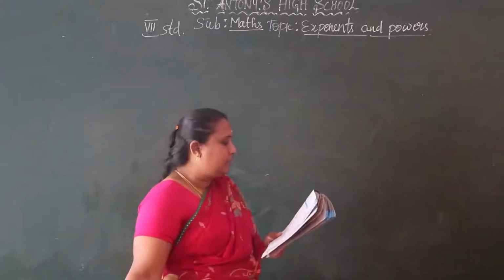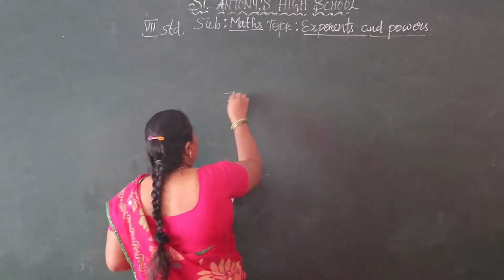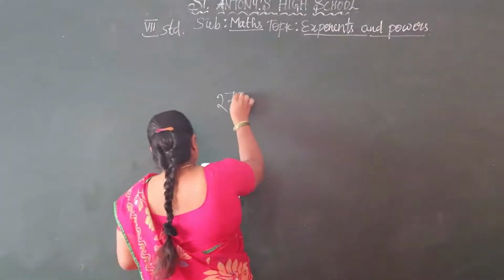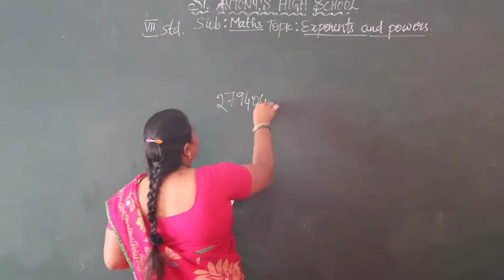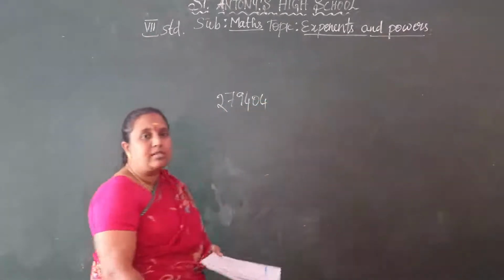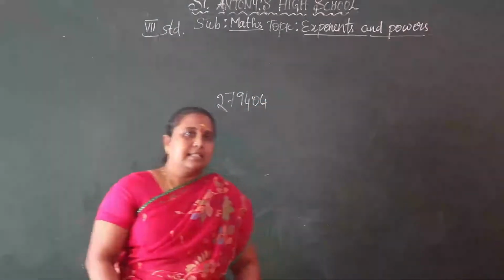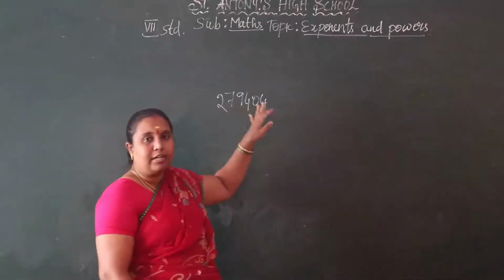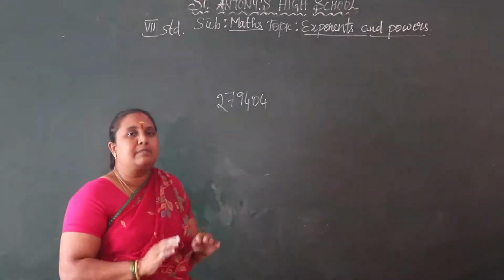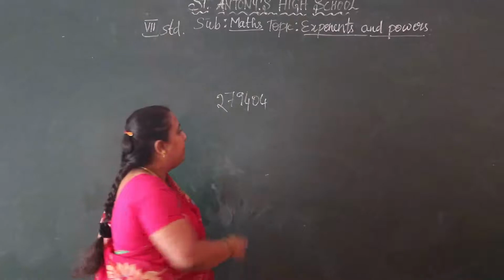The first one, so 2,79,404. See, 2,79,404. So how do we expand this? By using the exponential form, directly.